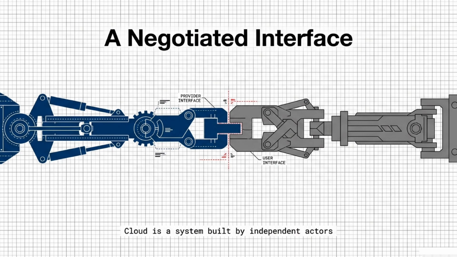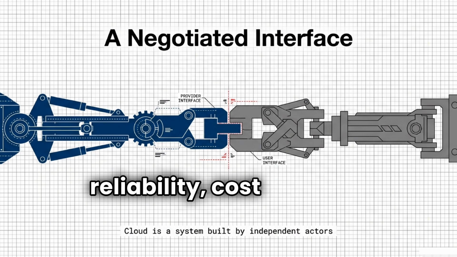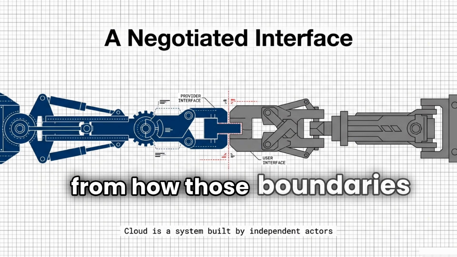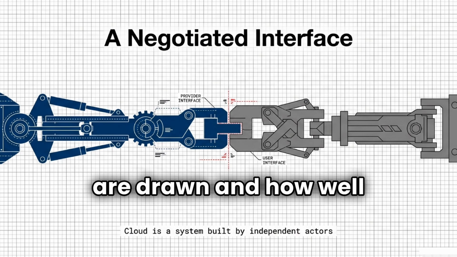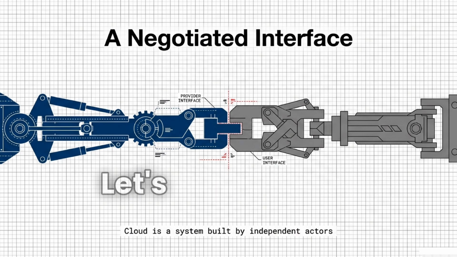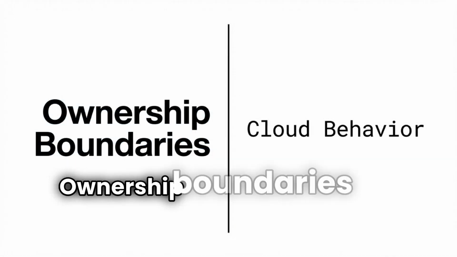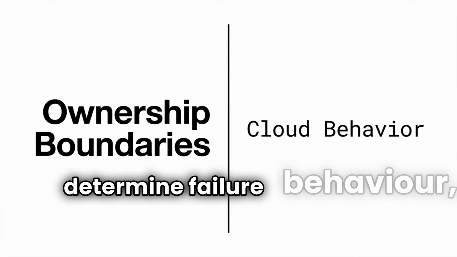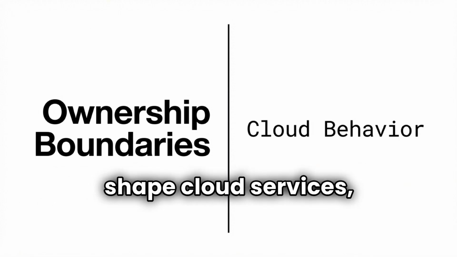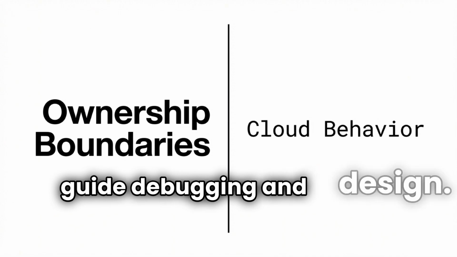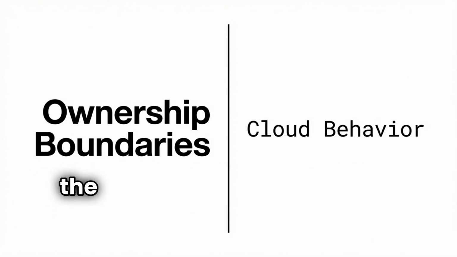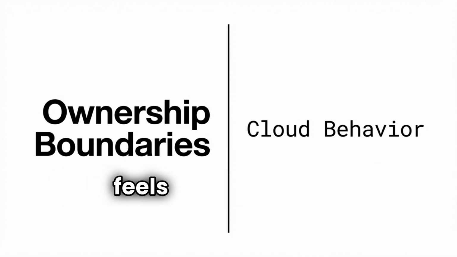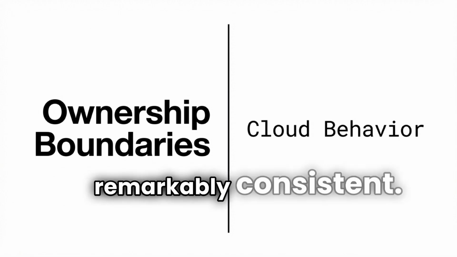Everything you experience, performance, security, reliability, cost, emerges from how those boundaries are drawn and how well you operate within them. Let's summarize. Ownership boundaries define responsibility, determine failure behavior, shape cloud services, guide debugging and design. If you don't know where the boundaries are, the cloud feels unpredictable. Once you do, it becomes remarkably consistent.